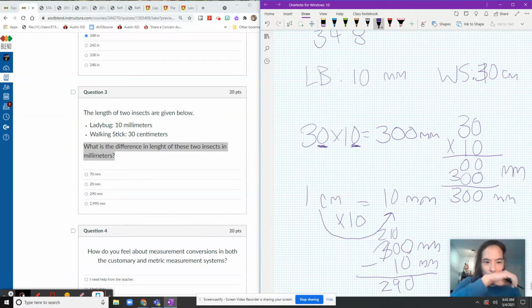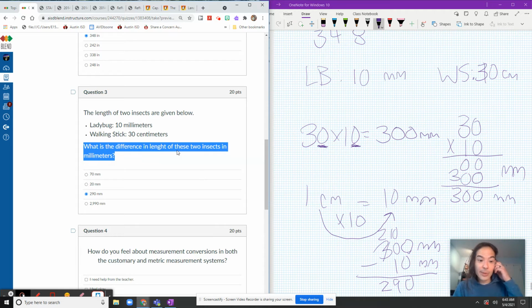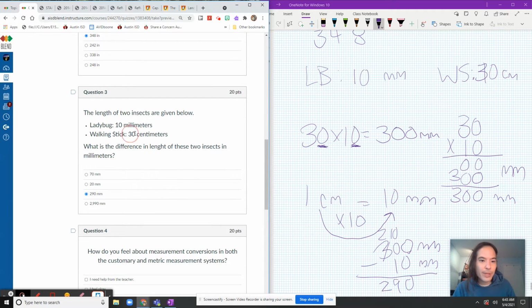But there are some answers that are way too big. There's some answers that are way too small. All right, we got our answer. That's basically our Goldilocks answer. It's just right. All right, so once again, what we did is we turned 30 centimeters into millimeters by multiplying times 10. So 30 centimeters turned into 300 millimeters, and then 300 millimeters minus 10 millimeters equals 290 millimeters.